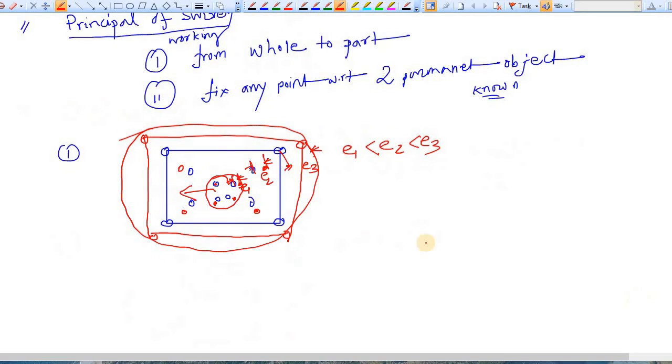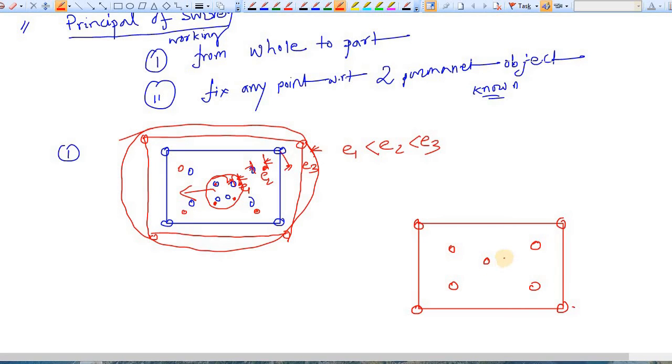Now let's do the same thing from whole to part. Let's say this is the rectangle, now indicated in red color. These are the fixed points here, on the inner side, and this is a fixed point. Now you have started from the outer side, or from the whole. Let's say you have correctly located this point.